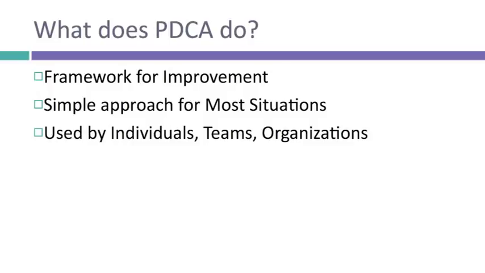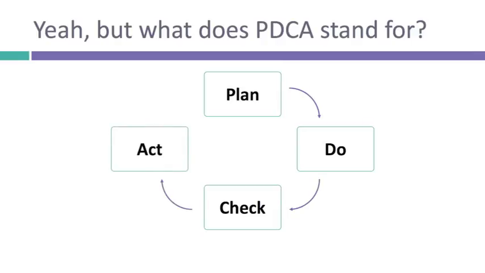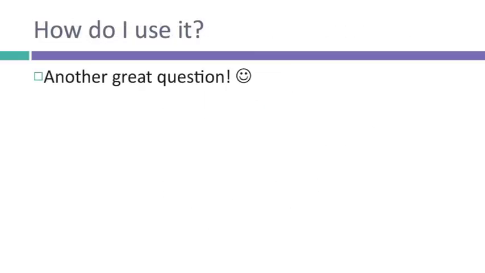Well, PDCA stands for the 4 steps in the process: plan, do, check, and act. Once we complete those steps, we close the cycle by going back to the plan step. You might ask yourself, how do I use it? Well, that's a great question. We'll cover the steps one at a time so that you can use them yourself.